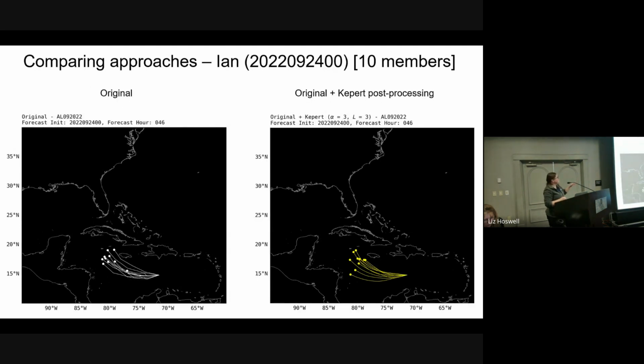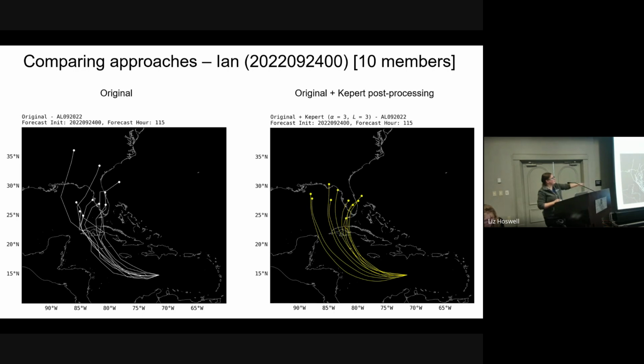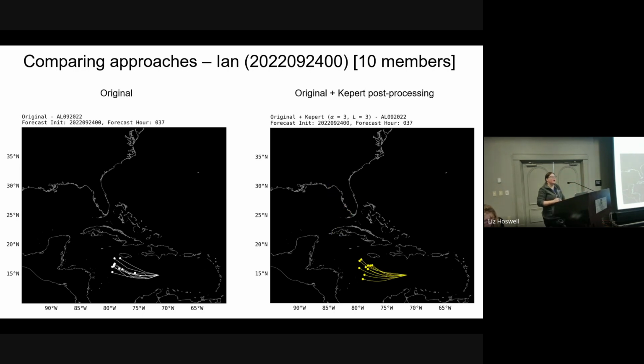So this is just an example. John gave a talk on this at the HFIP Telecon back in September. And on the left here is the original perturbations, and you can see a lot of sharp turns, even within a 10-member set here, that not all of them look entirely realistic. And then you can see the smoothing that the Kepler processing is doing on the right-hand side.